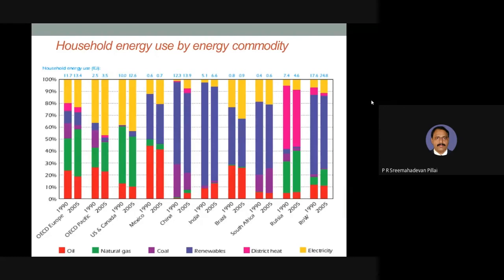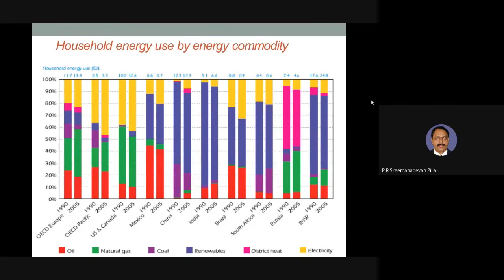See, for each country, two parallel lines are there. The leftmost is OECD countries, that is European countries. Then, of course, India also you can see, two lines for the same country. One, two, three, four, five, the sixth set from the left is India. It shows the pattern of use of different forms of energy in different countries for household purpose.